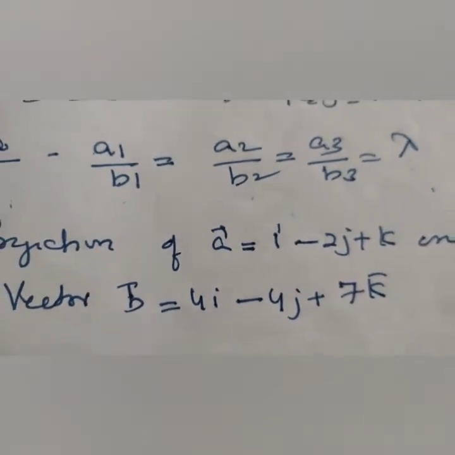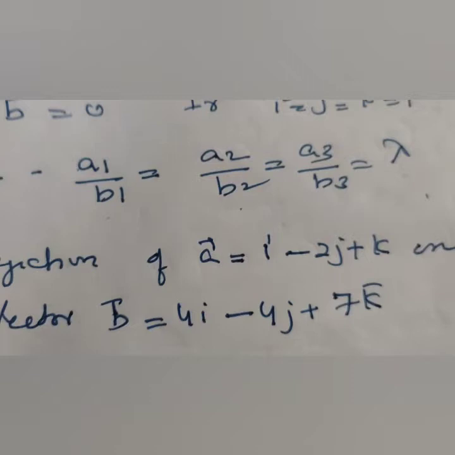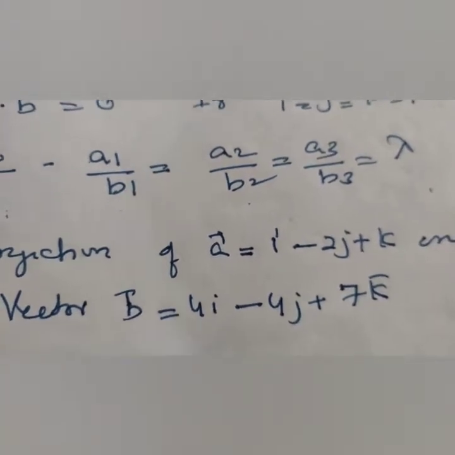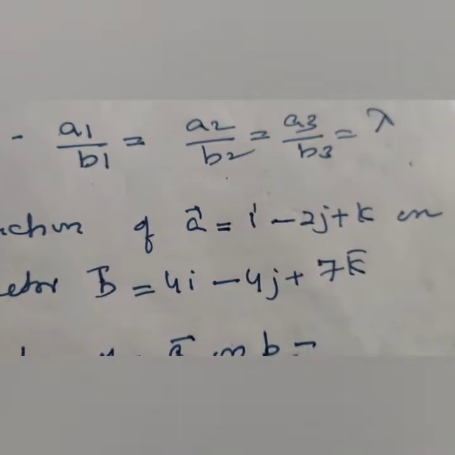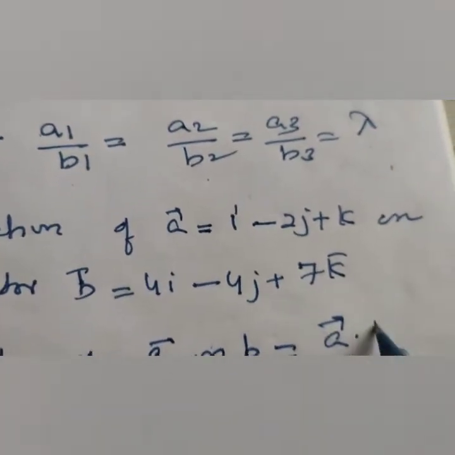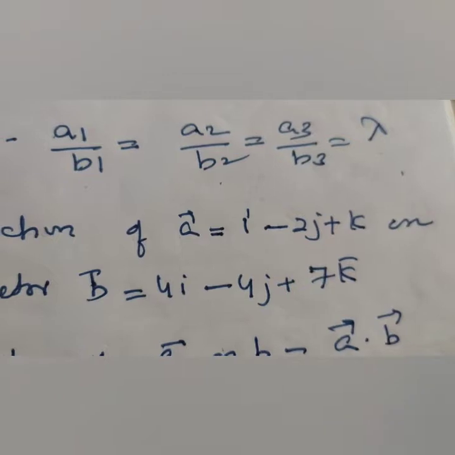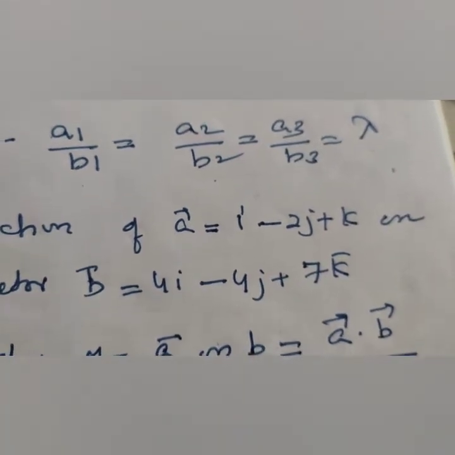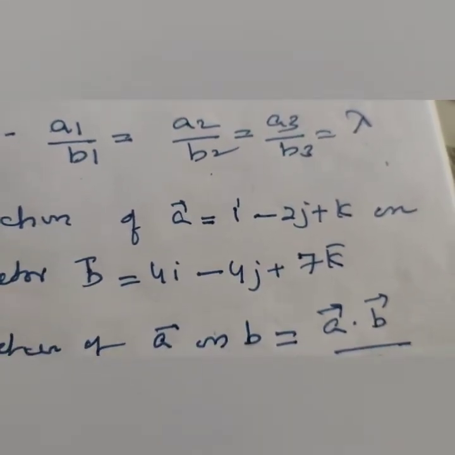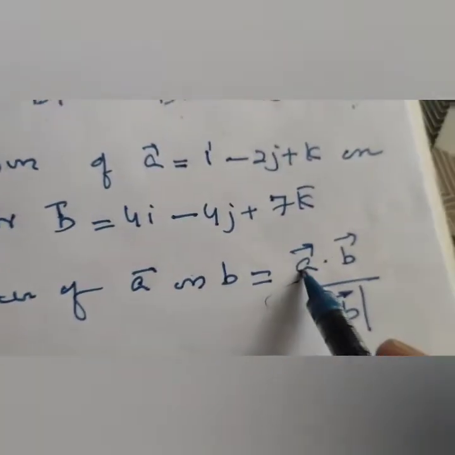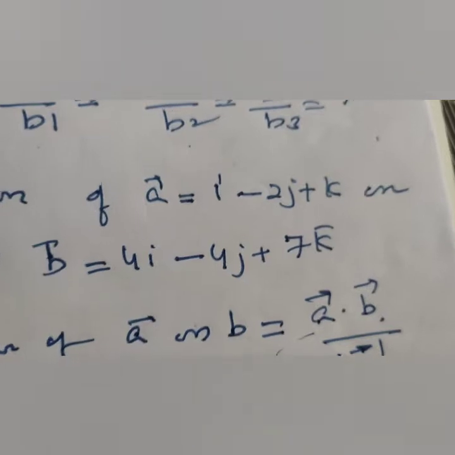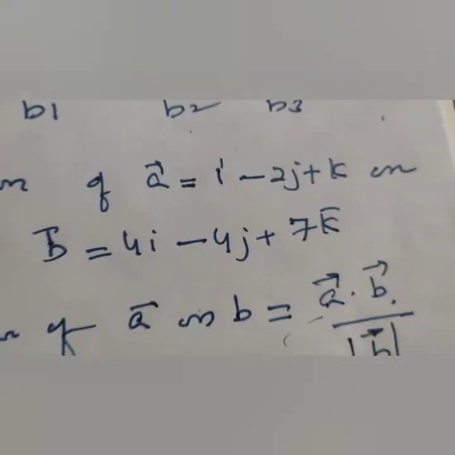How to find the projection? We know the projection of A on B is equal to A dot B by modulus of B. Okay, projection of A on B is A dot B by modulus B. Now I think it is easy for you to calculate the projection.